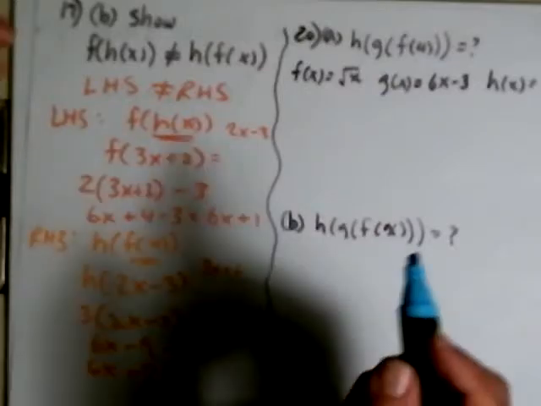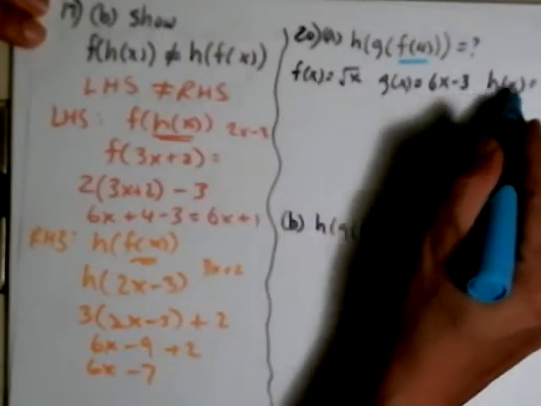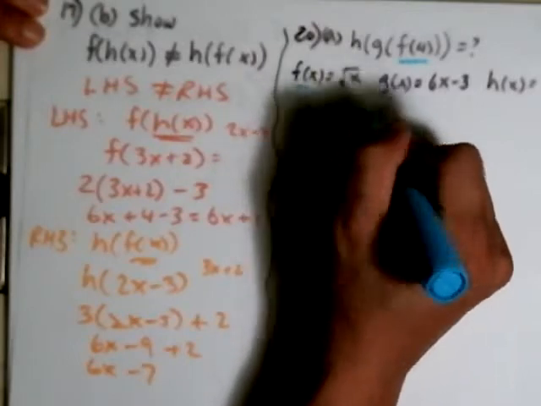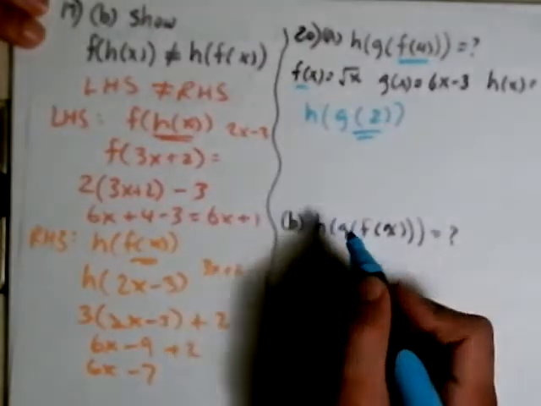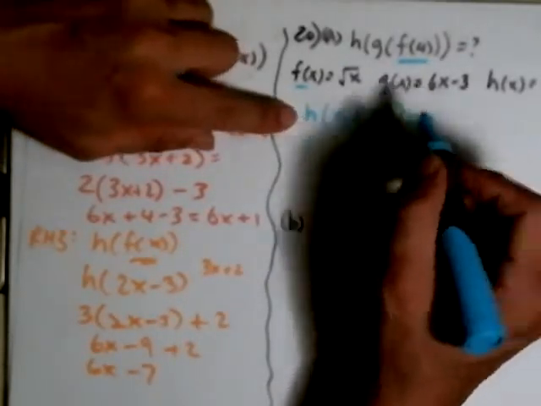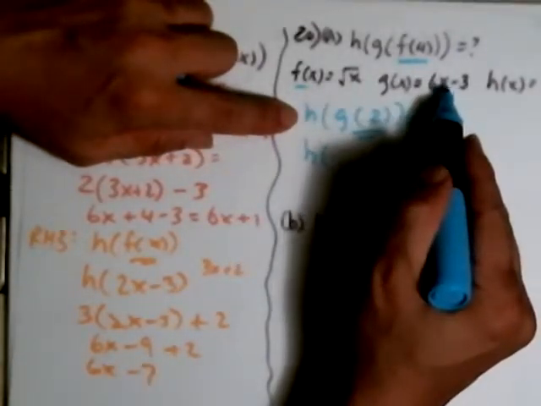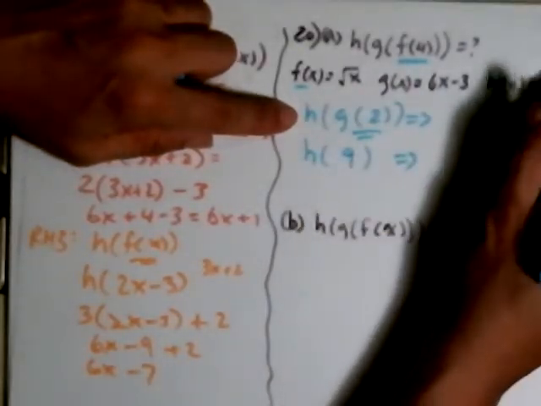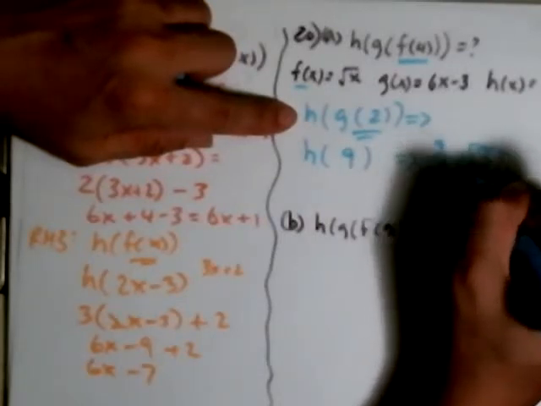Number 20. I'm going to do this really fast. What's f of 4? And here's the f function right over here. So it becomes h of g of f of 4. Square root of 4 is 2. Then we do the next one, g of 2. The h stays. g of 2 is plug in 2: 6 times 2 is 12, minus 3 is 9. And h of 9, 9 over 3 is 3. So it is right there.